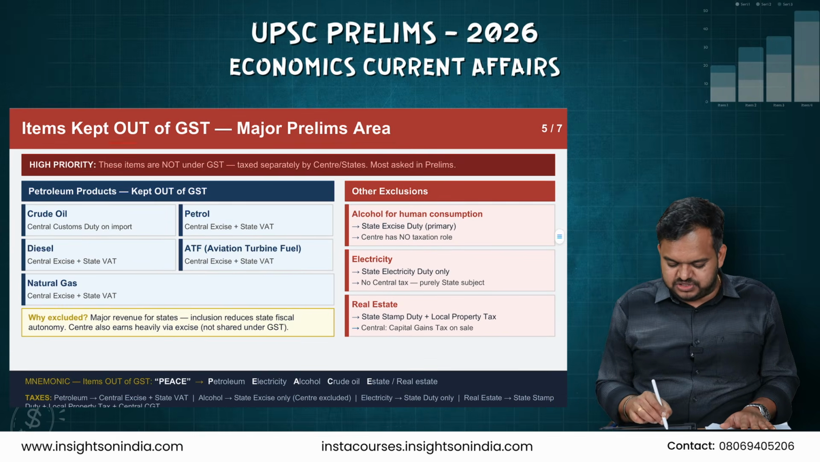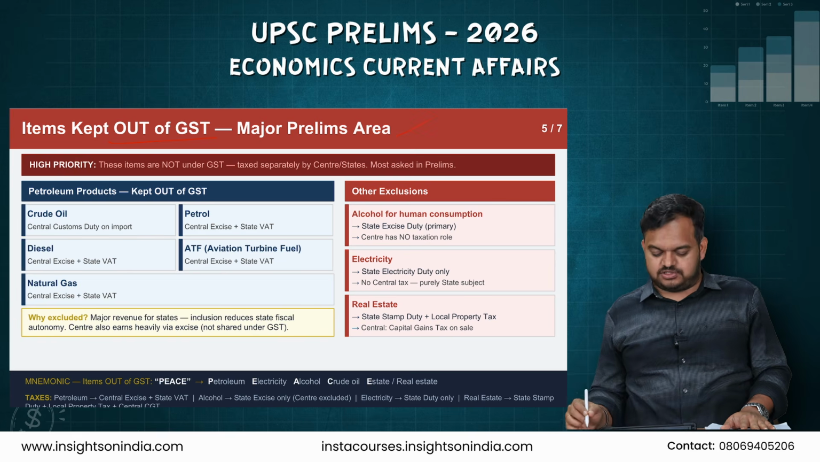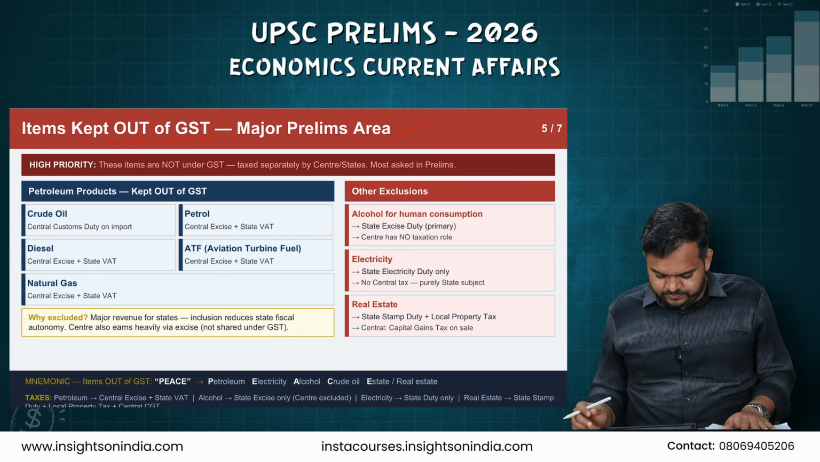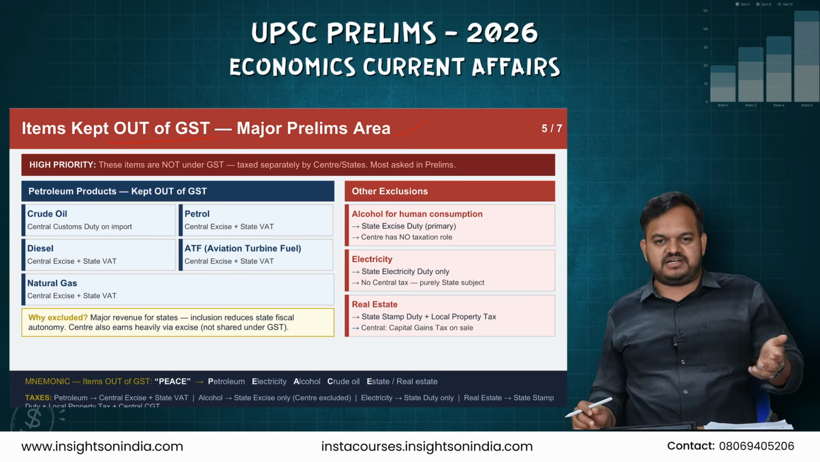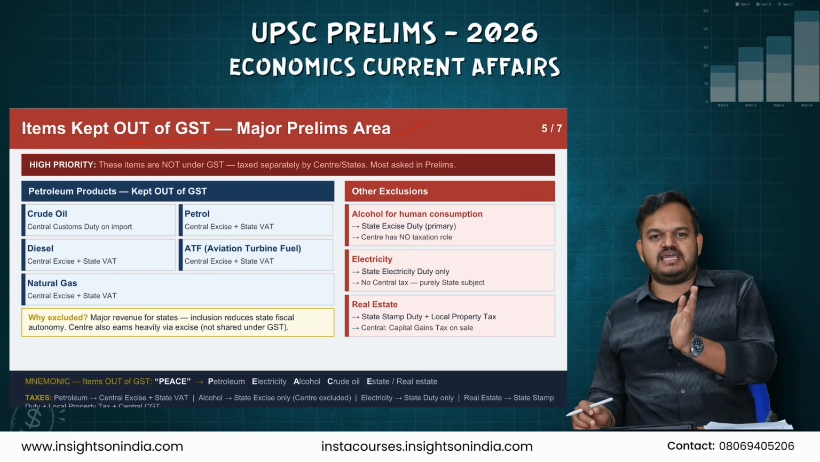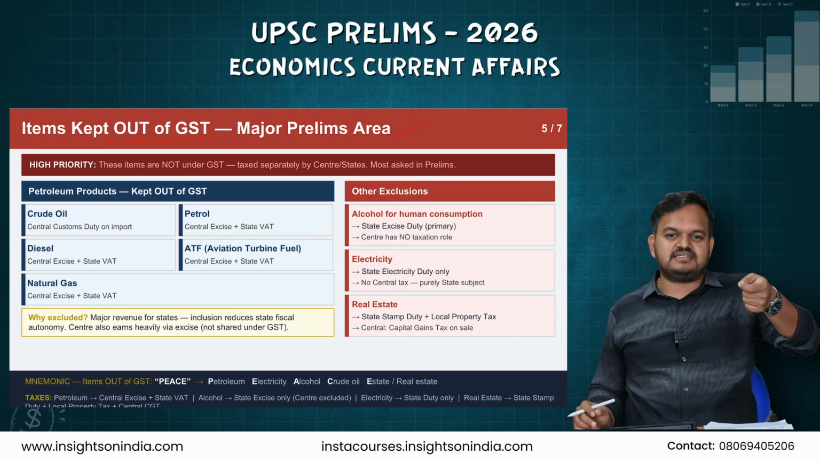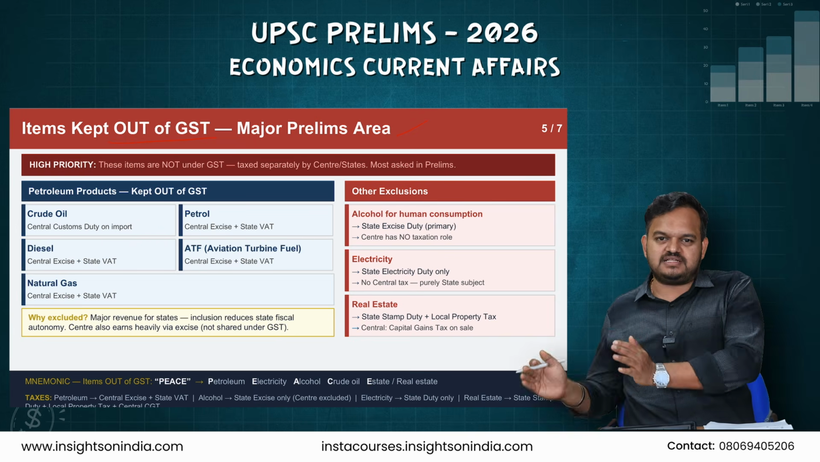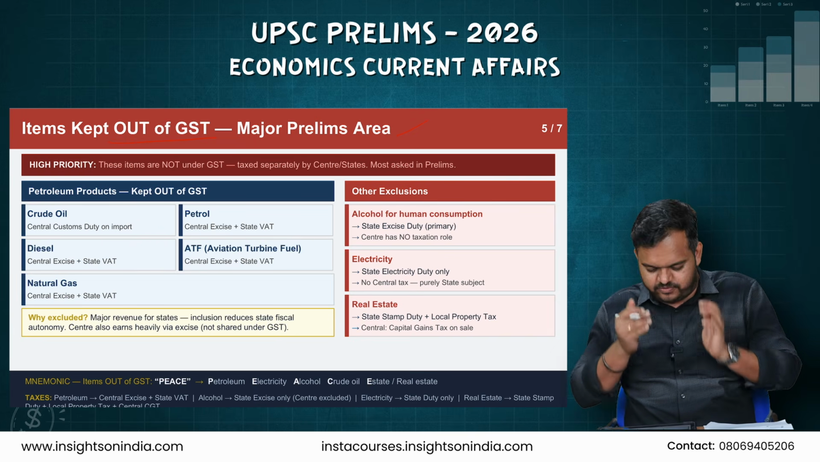Items kept out of GST. Again, this is our basics. So, which are the items that are out of the ambit of GST? Items kept out of GST does not mean that they are exempted from GST, right? Exemption is different from keeping out of GST. Exemption means it is 0% GST. Keeping out means GST does not even consider them, right? Which are they?